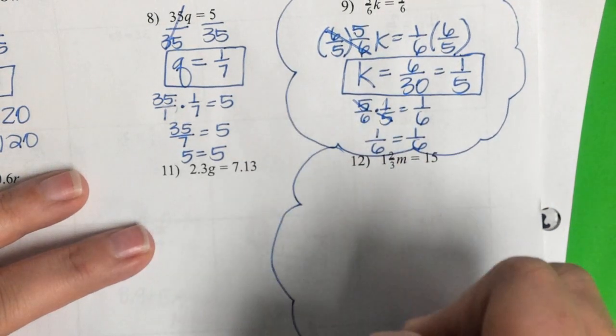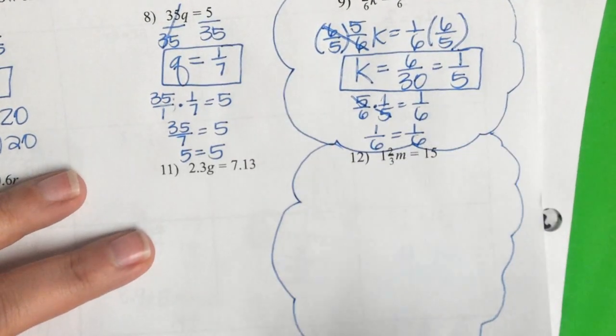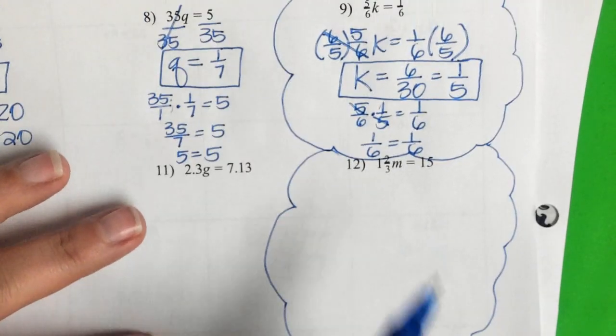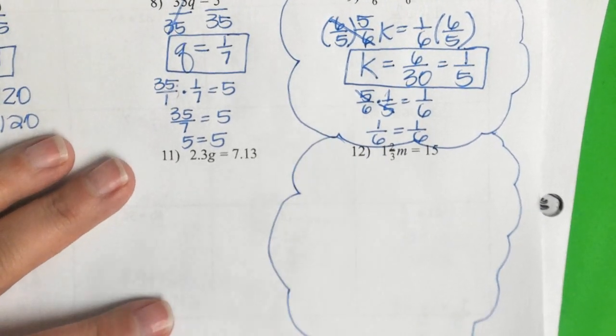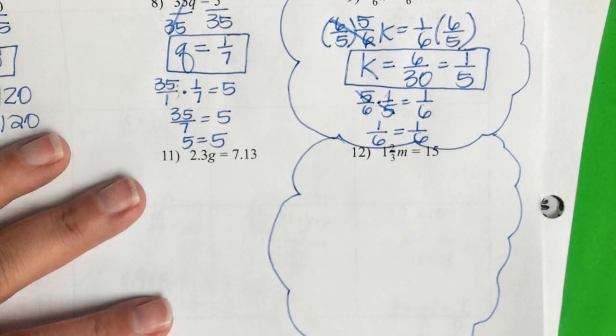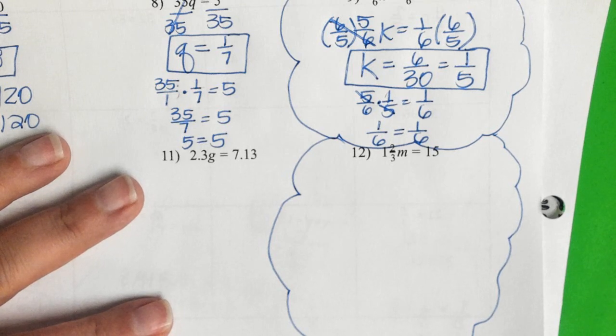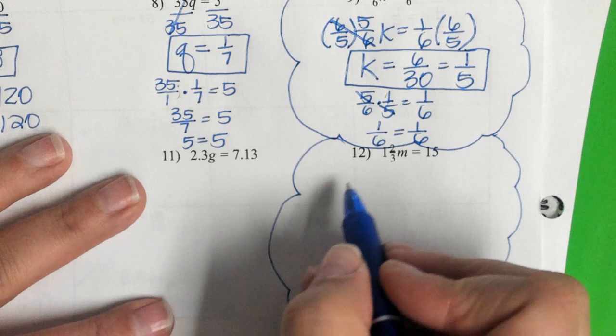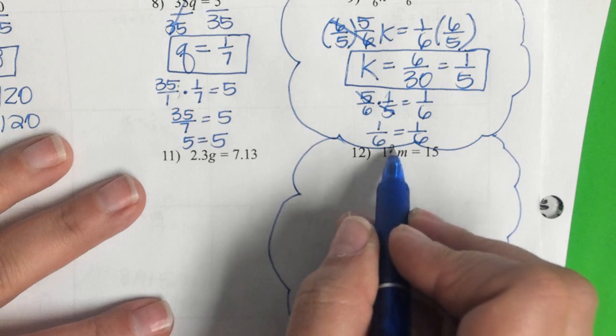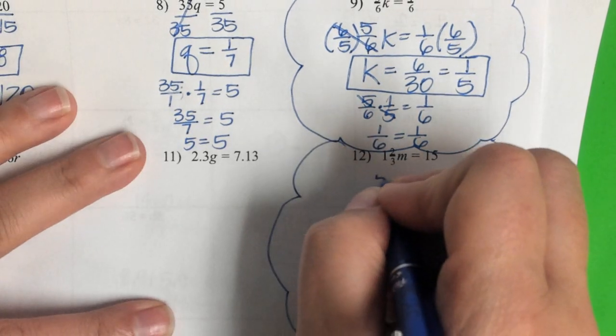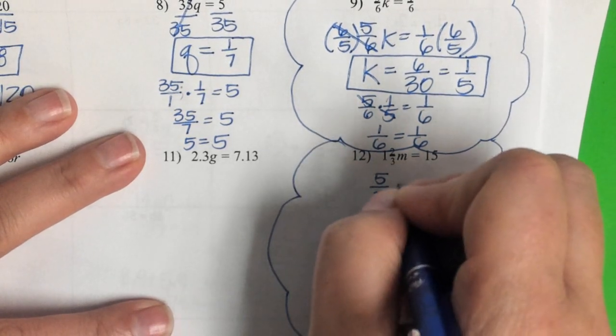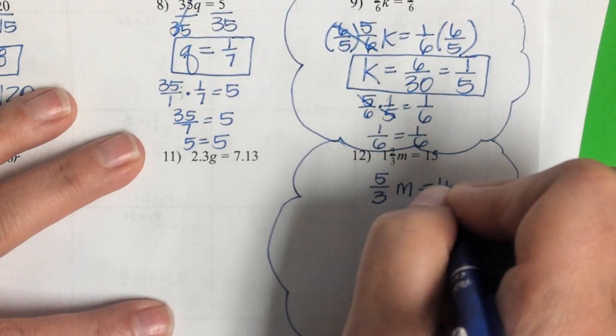Okay, here we go. Let's look at the next one, okay? Now, the reason I want to do this one is now we've got another thing that's a little bit different. We have a mixed number. Think back to fractions. What do I have to do to that mixed number before I can do anything? I've got to make it an improper fraction. So what is 1 times 3? 3. Plus 2? 5. So 5 over 3 times m is equal to 15.